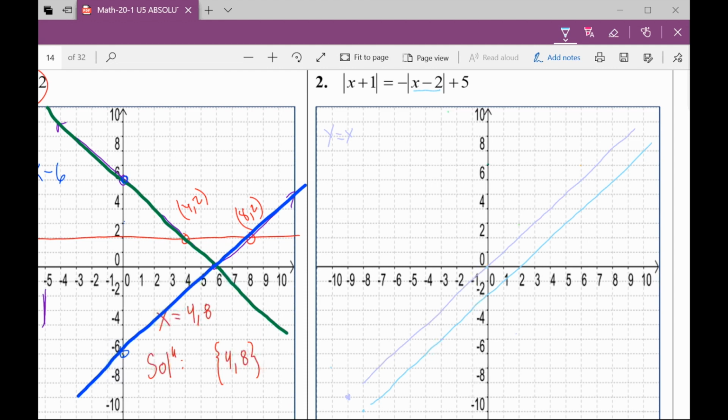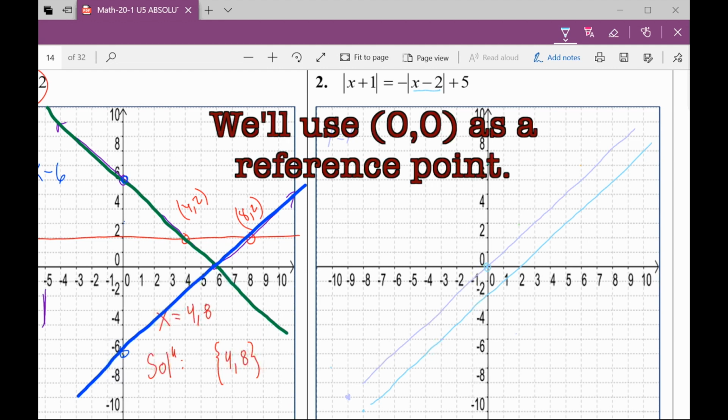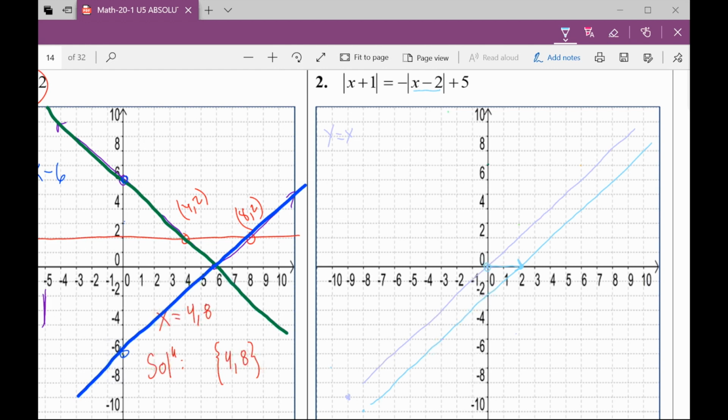So we'll use 0, 0, the origin, because that's a good one to start with. We've gone 2 to the right. So 0, 0 becomes 2 comma 0. All right. So that's the first translation we've done. y now equals x minus 2.